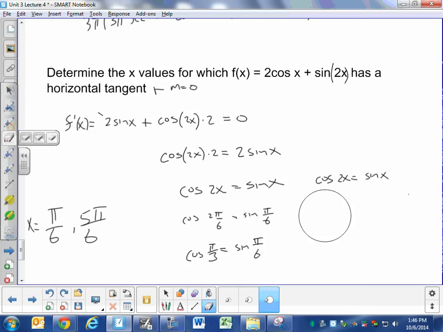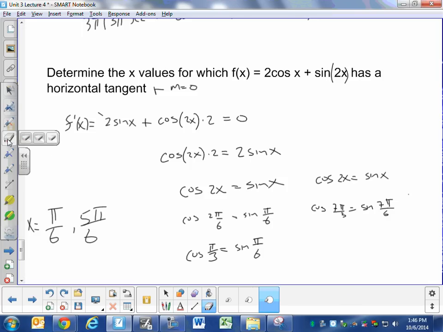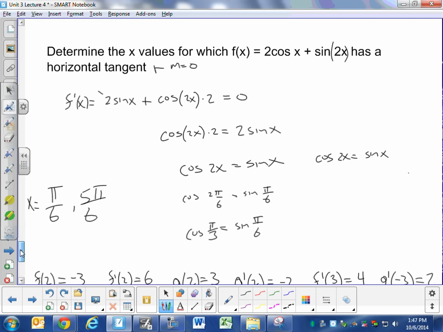So it ends up being 7 pi over 3. Sine of 7 pi over 6 is negative 1/2. Cosine is, so that'd be a positive 1/2. That doesn't work. And then 11 pi over 6. I might be missing some too, but you get the idea. That's a tough problem, and it comes down to just kind of guessing and checking, as I can't think of any algebraic way to solve that.